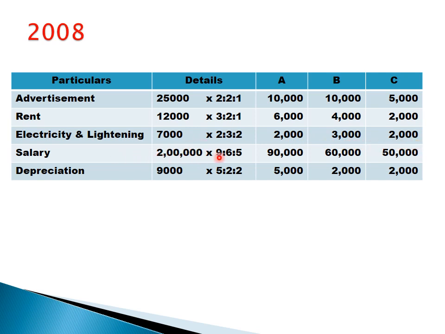I mean 2 by 7, 3 by 7, 2 by 7, you get 2,000, 3,000, 2,000. Salary 2 lakh into 9:6:5: 90,000, 60,000, 50,000. Depreciation 9,000 to be distributed on the basis of value of asset, 5 by 9, 2 by 9, 2 by 9. So you get 5,000 for A, 2,000 for B, 2,000 for C. So this is a 6 marks problem. Now let us solve the next problem.